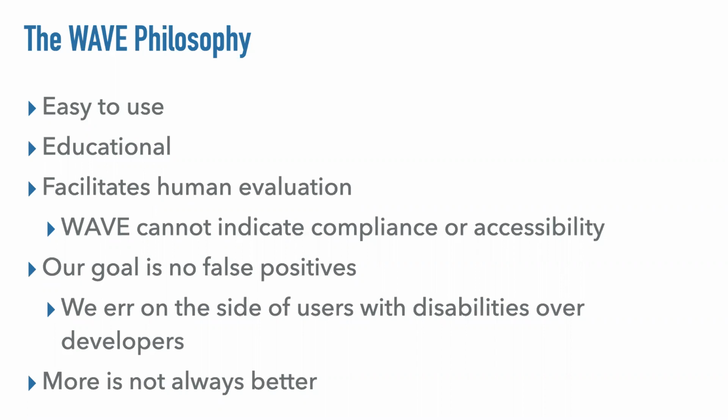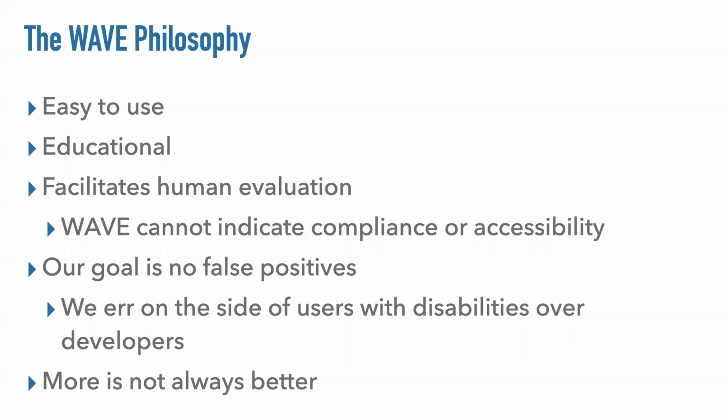Our goal is to have no false positives. We really try to align errors in Wave to things that we know have an end user negative impact and that align with a compliance failure. It's not perfect. No automated tool is. Our philosophy, though, is to err on the side of users with disabilities over developers.